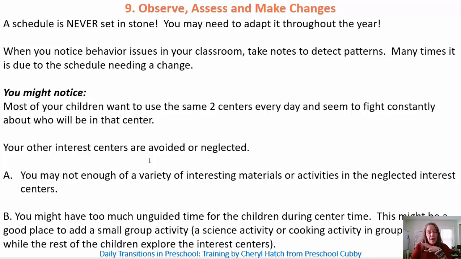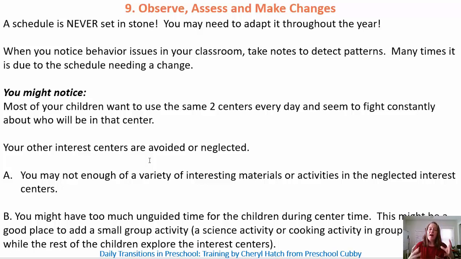And then your other interest centers are avoided, or being neglected. So you might not have enough of a variety of interesting materials in the other centers. So you might want to look at that. You might have too much unguided time for the children during center time. This might be a good place to add a small group activity.